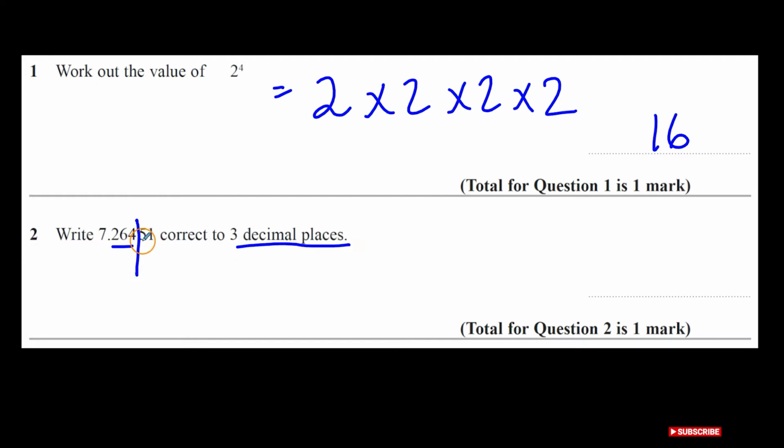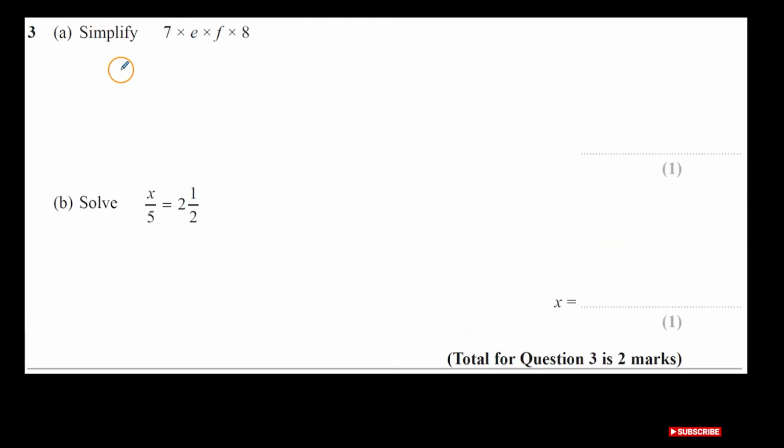Is it 5 or more? If it is, then you round the 4 up to 5. If not, you keep the 4 as it is. In this case, the number is 5, so we round the 4 up. So our answer then is going to be 7.265.